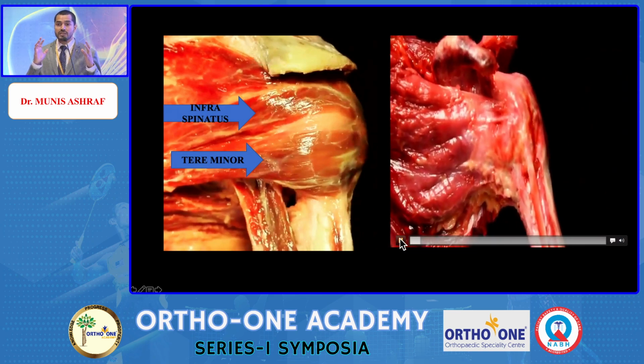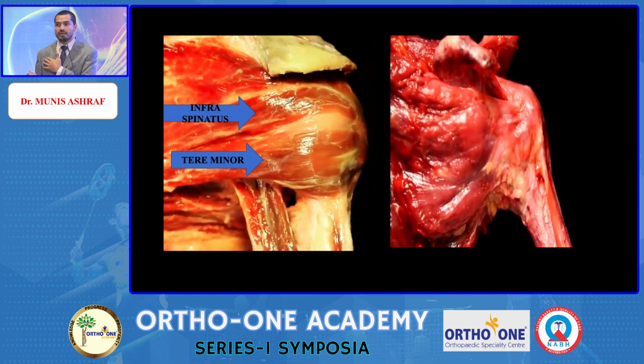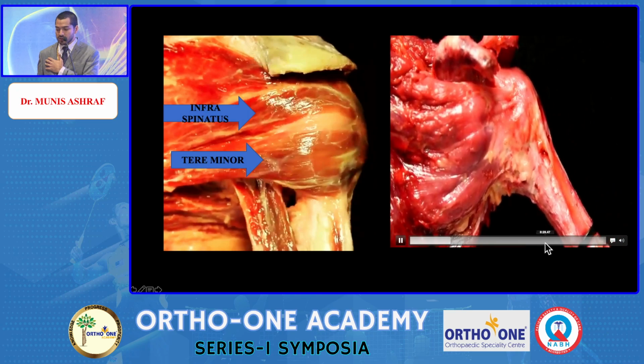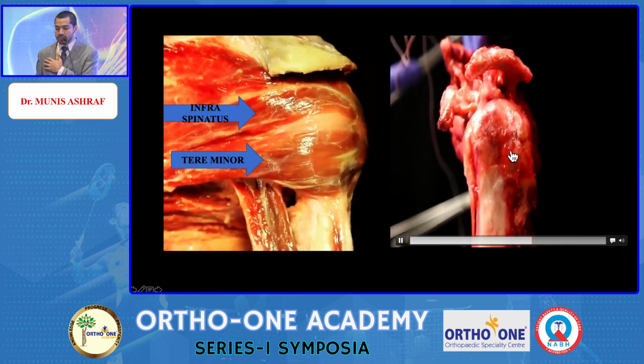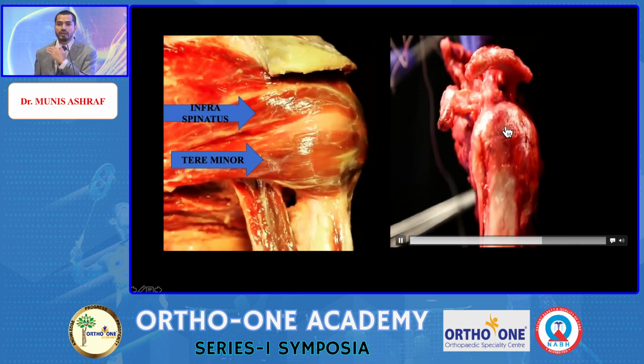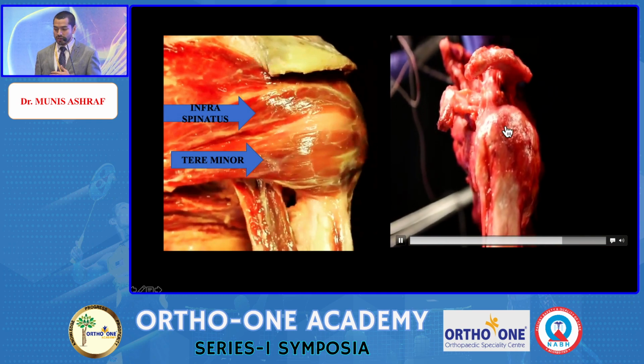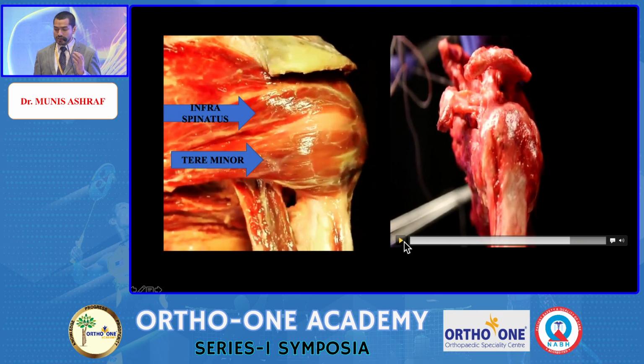So much muscle is there. This is called the subscapularis. It aids in internal rotation of the shoulder. So this is an actual cadaveric view. And this is the side-on view of the superior muscle. It's called the supraspinatus, which helps in lifting up the shoulder. Okay, so these are the muscles around the shoulder.